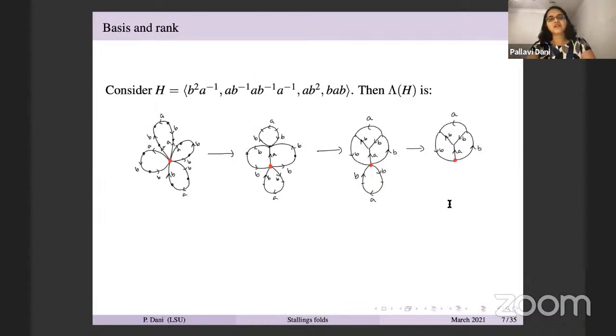But here's another example that I just worked out. Again, I started with this generating set, which has 4 generators in this case. And then you can do this sequence of folds, and then you arrive at this situation. And so this is lambda H in this case, this last one.